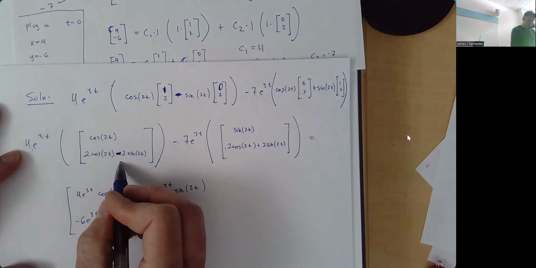Notably, when you plug in 0 for t, you get 4 minus 0 and negative 6 minus 0. And that's the initial conditions for negative 6. Again, I would encourage you all to stop here unless you were specifically told you need to write it more compactly, because it's the same answer, just less work.